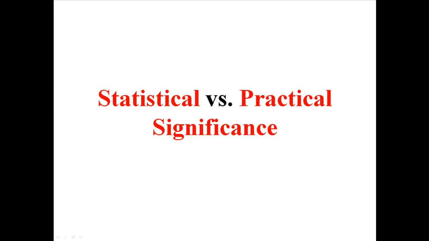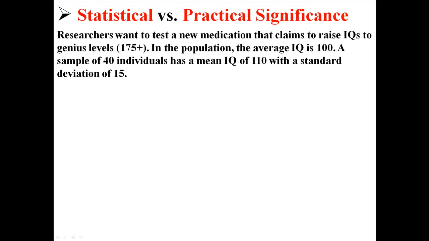When you're doing hypothesis testing, there is a big difference between things that are statistically significant and things that are practically significant. So here's an example. Researchers want to test a new medication that claims to raise IQs to genius levels. And when I say genius levels, I mean like 175 plus, incredibly high. In the population, the average IQ is 100.